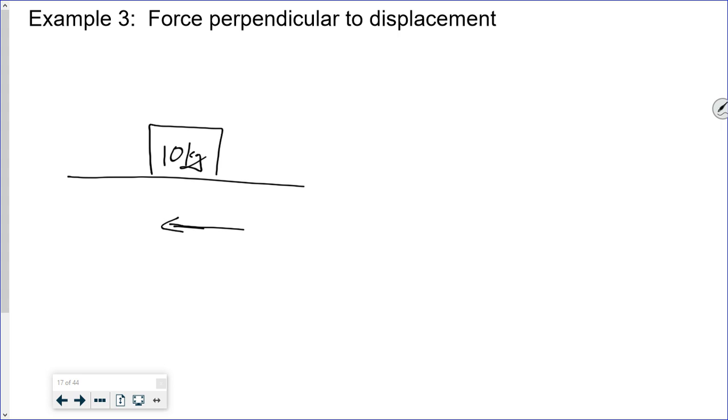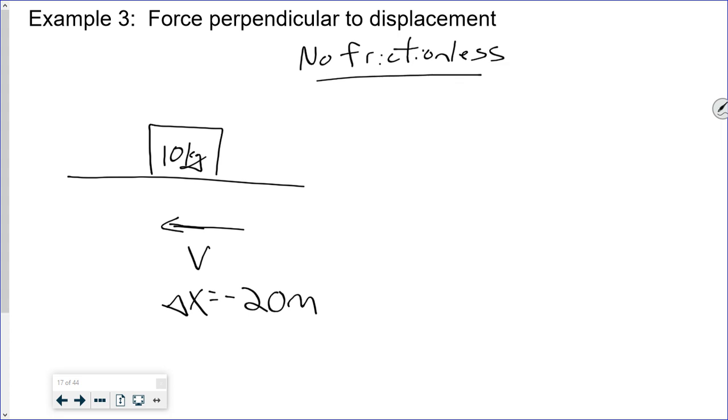This time, let's calculate the work done by gravity. All right, so let's think about what's happening here. Let's have it sliding along this way. Let's say that it goes through a displacement, again, of negative 20 meters. And let's suppose it's frictionless. In this particular example, let's suppose it's frictionless. And let's calculate the work done by both gravity and the normal force.